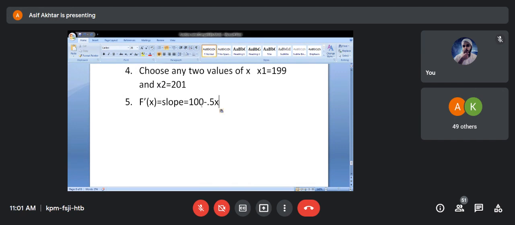And as far as it is possible, try to choose the values which are near to x. That is, one value should be on the left side of x but close, and one value on the right side of x but close. So that is the reason that I have chosen 199 and 201. If someone says, sir, I want to put 195 and 210, they can also do that. If someone says I want to put 100 and 1000, they can also do that. But the rule is that near values are taken. So I have chosen 199 and I have chosen 201.